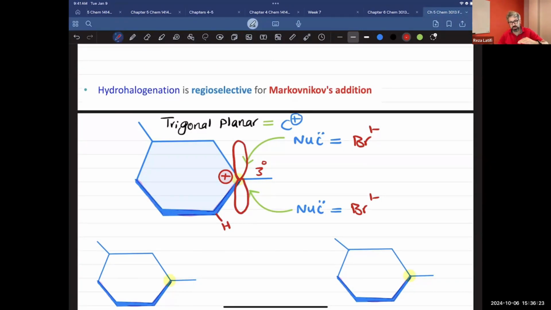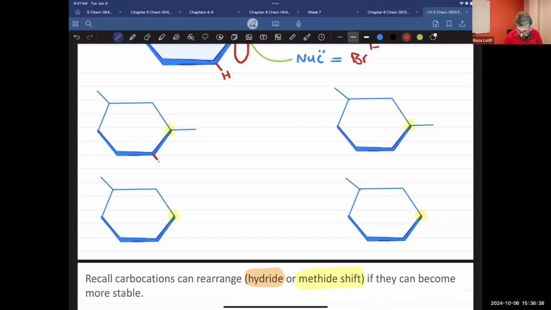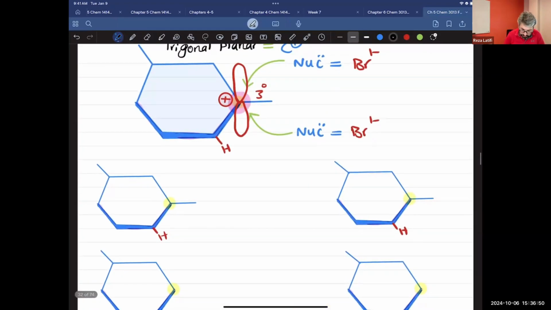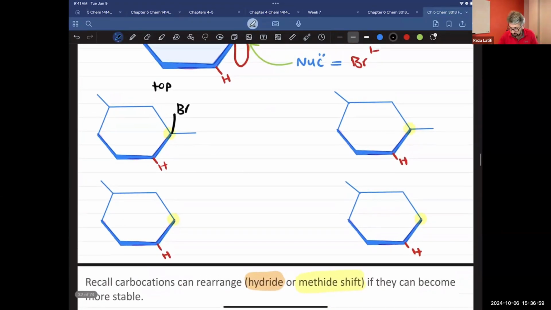Why? Because this carbon, the carbon that I'm going to highlight, has a trigonal planar geometry. That means it's going to be flat. I can reach it from the top or the bottom. Remember, in all this structure, we added the hydrogen here, so I'm going to put the hydrogen there. Now, if I add the nucleophile from the top, that means bromide will be here, correct? And if I add it from the bottom, then bromide is going to be there.